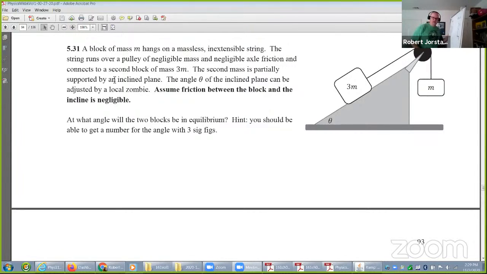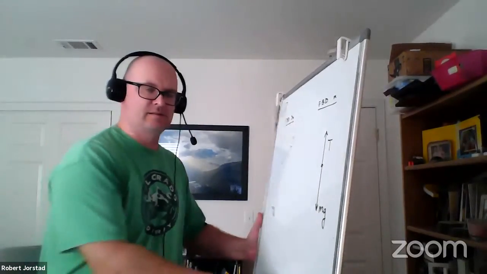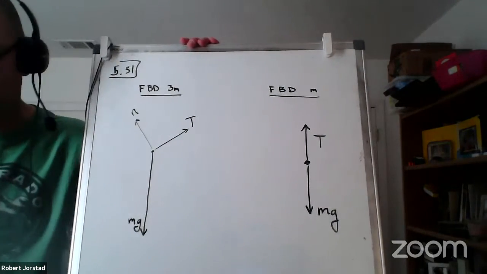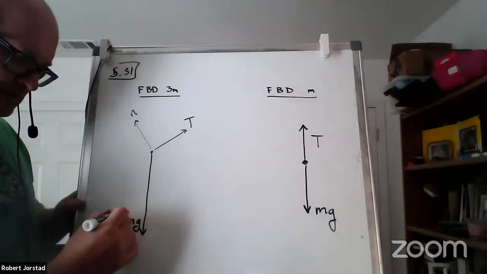I got an idea. Okay, so I drew my free body diagrams. I made one mistake on purpose. Tell me what it is. It's subtle. You forgot the 3 on the 3M. Yeah, this was mass 3M in the problem, so this should be 3mg.